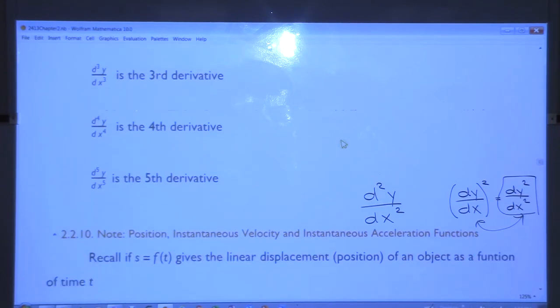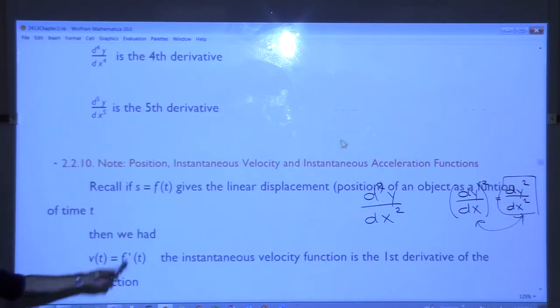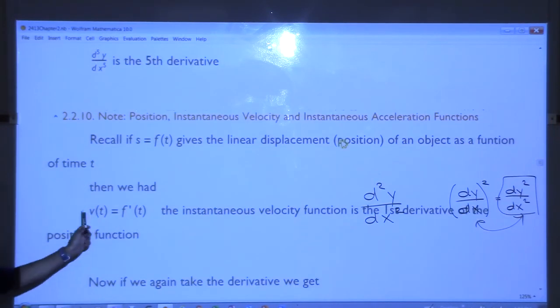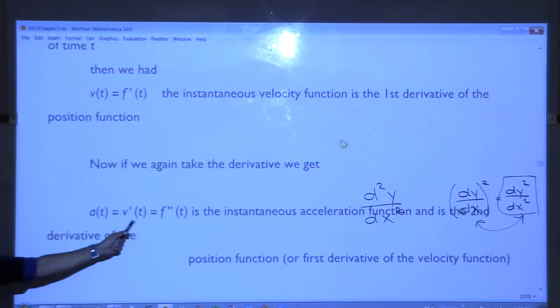This last piece just summarizes what I already said. If you have a position function, the first derivative is the velocity, and if we take the derivative again, we get the instantaneous acceleration.